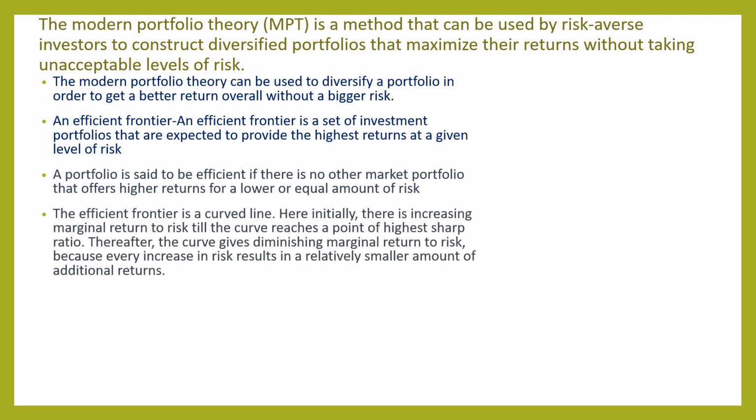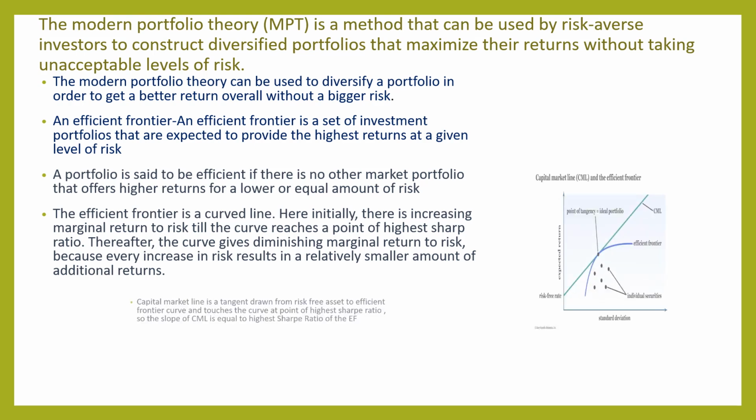The efficient frontier is a curved line. Here initially there is increasing marginal return to risk till the curve reaches a point of highest Sharpe ratio. Thereafter the curve gives a diminishing marginal return to risk, because every increase in risk results in relatively smaller amount of additional returns.